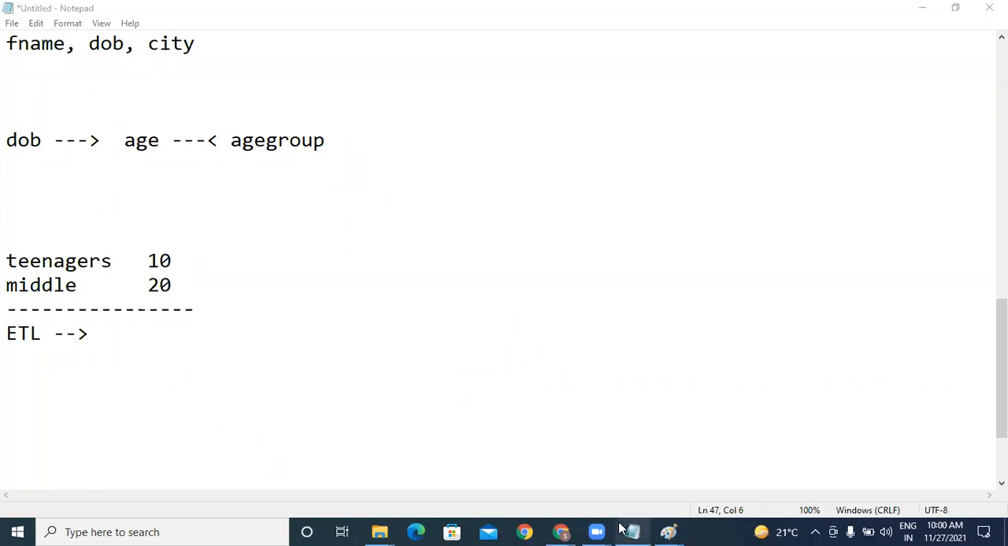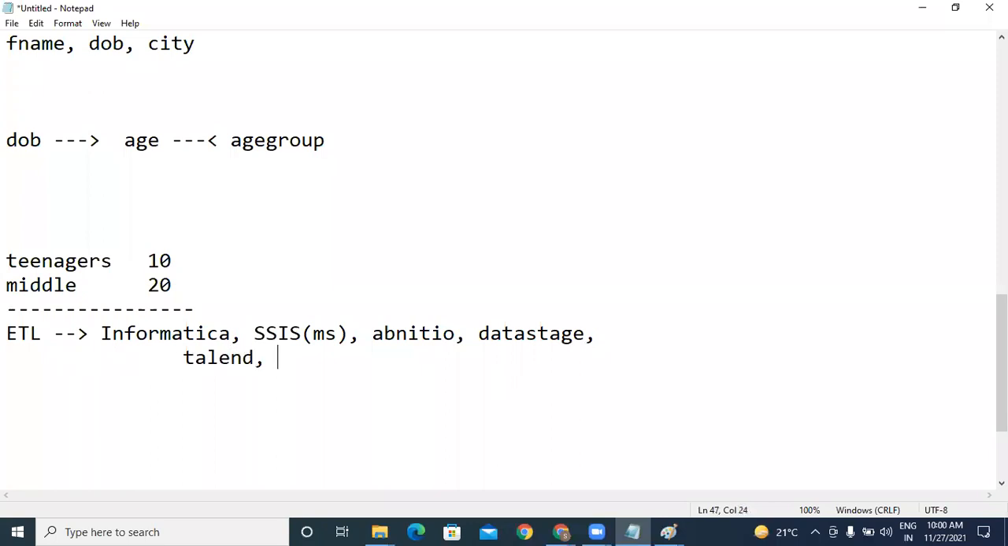What are the popular ETL tools? Informatica, SSIS. SSIS is from Microsoft. DataStage. Latest things you are not saying. Alteryx, Talend, even Pentaho. In this way, many popular ones are there.